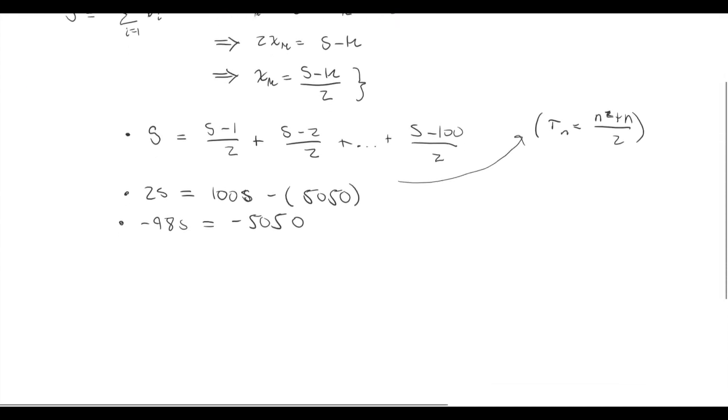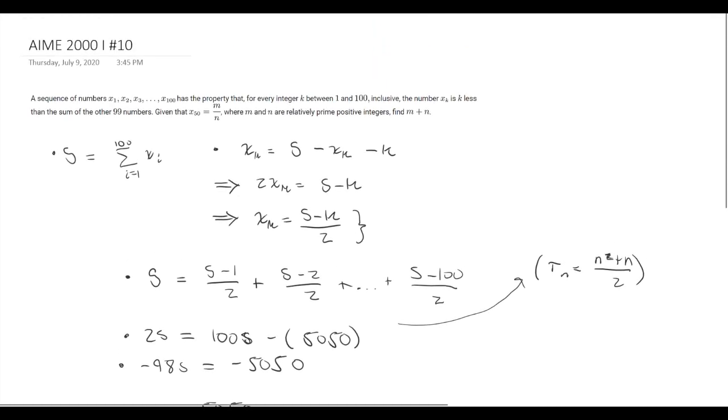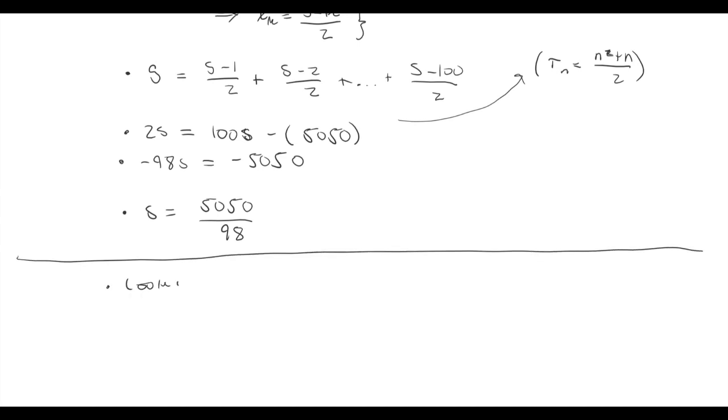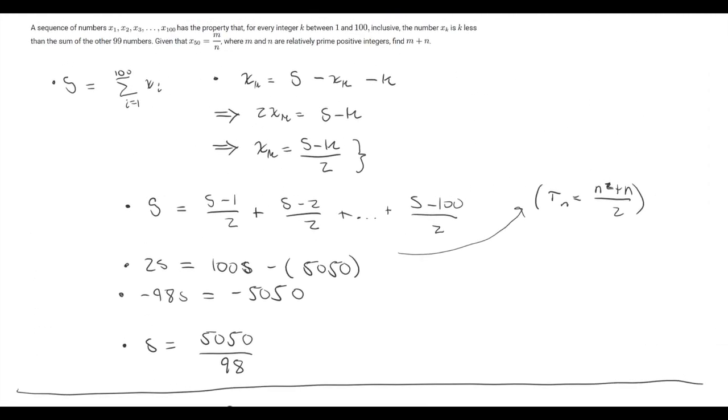So S must be equal to 5050 divided by 98. You can go ahead and simplify this if you want, but it doesn't really matter too much, since it's not actually what we're looking for anyway. What we're looking for is x sub 50. So we have S now, and we're looking for x sub 50. From the formula above, we found x sub k is equal to (S minus k) over 2.